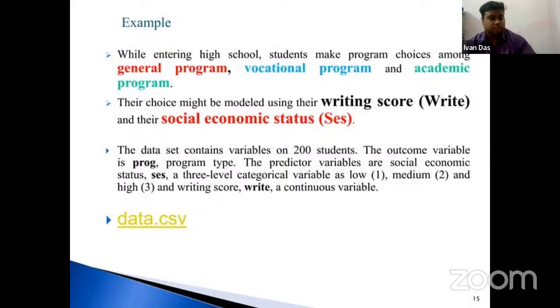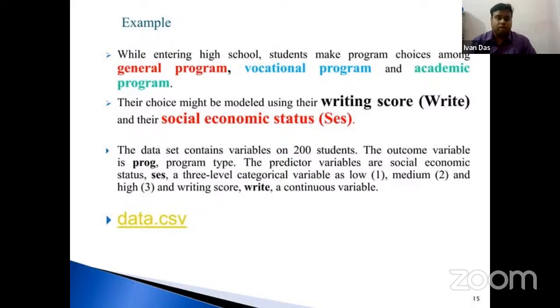This is basically the HOS order data. The name of the data is, I think, HOS order. It is available in R also. You have to download it from a link. From this data, we have got some educational kind of data, and so general program, vocational program, and academic program is there.